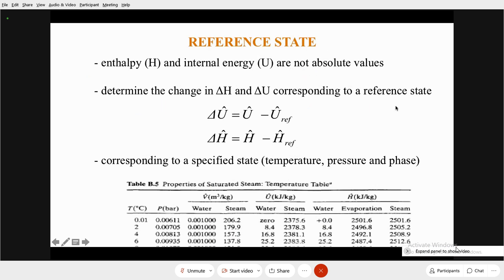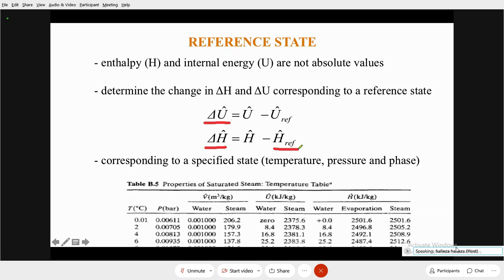Now, your reference state, I did mention that just now. Your reference state is all about the difference in the value. You cannot have one value. You cannot have an absolute value. That's the exact word. You cannot have an exact value. So you only have a different value.